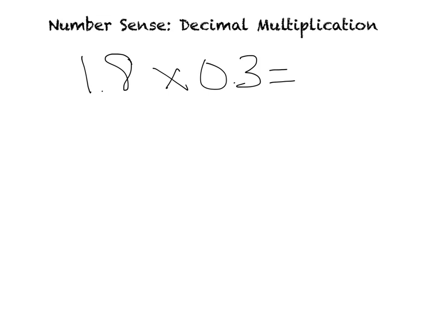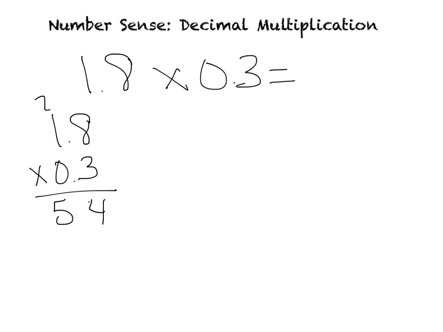The first thing I have to do for these problems is I have to solve the problem. So let's go ahead and solve it. 1 and 8 tenths times 0 and 3 tenths. 3 times 8 is 24. 3 times 1 is 3, plus 2 is 5. Add my 0. 0 times 8, 0. 0 times 1 is 0. 4, 5, and 0. I, again, count my decimal places. There's 1 here, 1 here. 1 plus 1 is 2. So I'm going to move it 2 places.